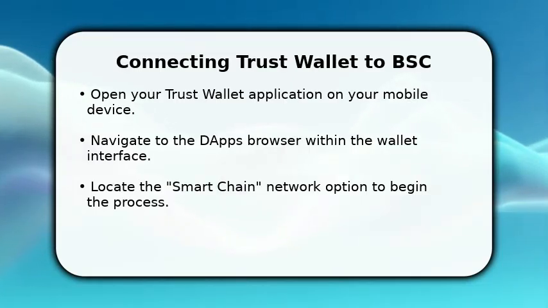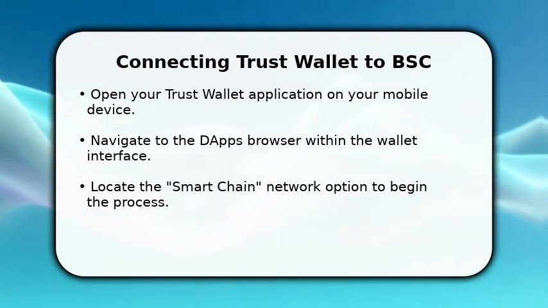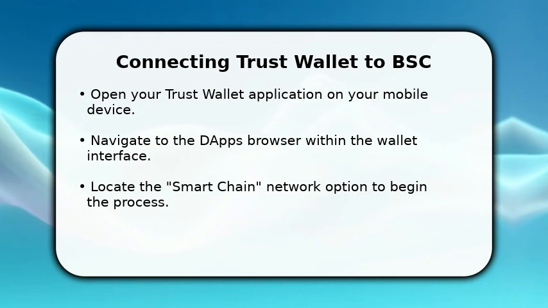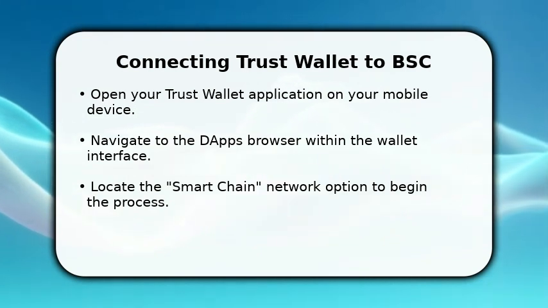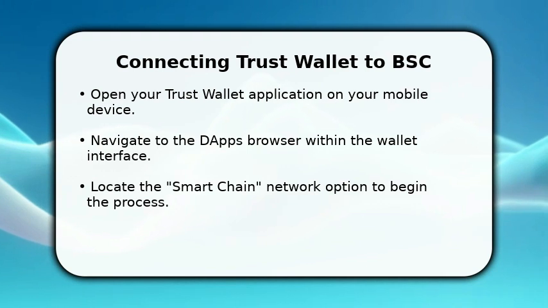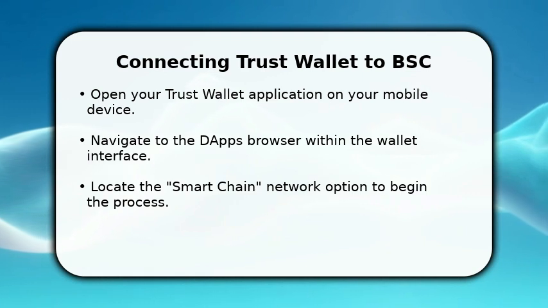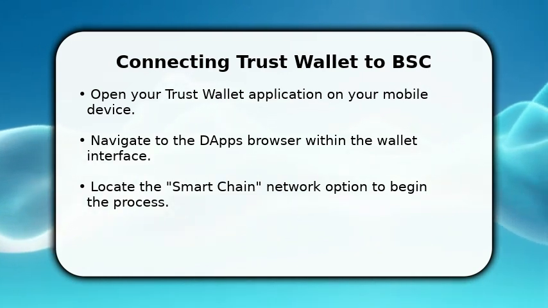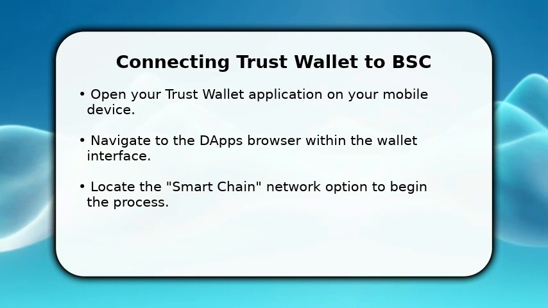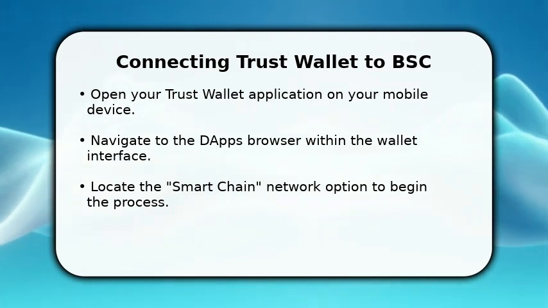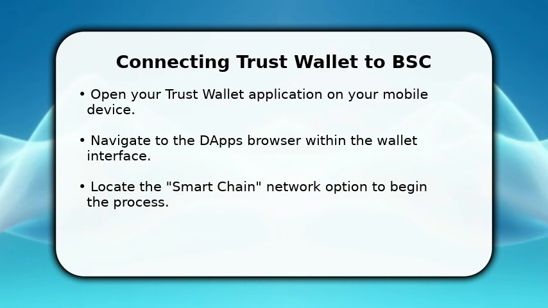In this video, I will explain how to connect Trust Wallet to the BSC network. First, open your Trust Wallet application on your mobile device. Once inside, navigate to the dApps browser, which is usually found at the bottom of the screen. From there, you will need to locate and select the Smart Chain network option to initiate the connection process. This ensures you are on the correct blockchain.